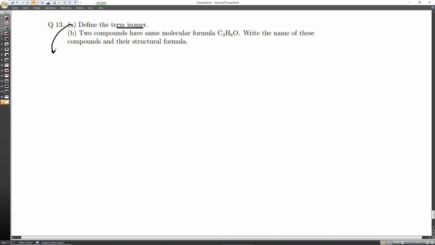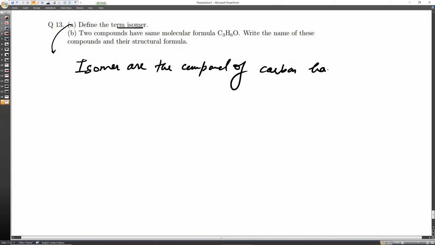So what are isomers? You have written this one: isomers are the compounds of carbon having the same molecular formula but different structures.